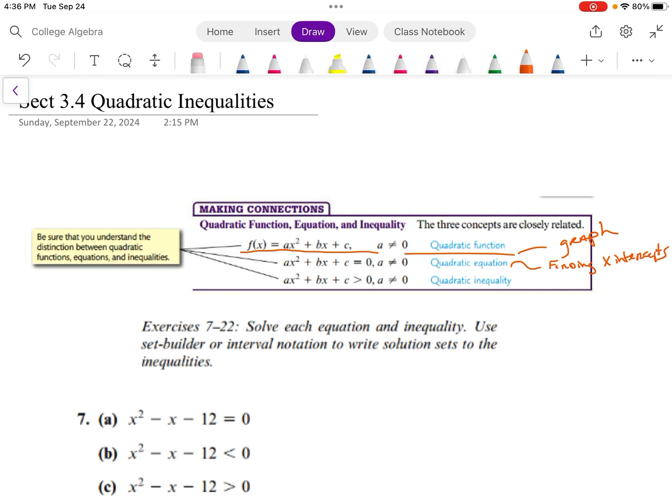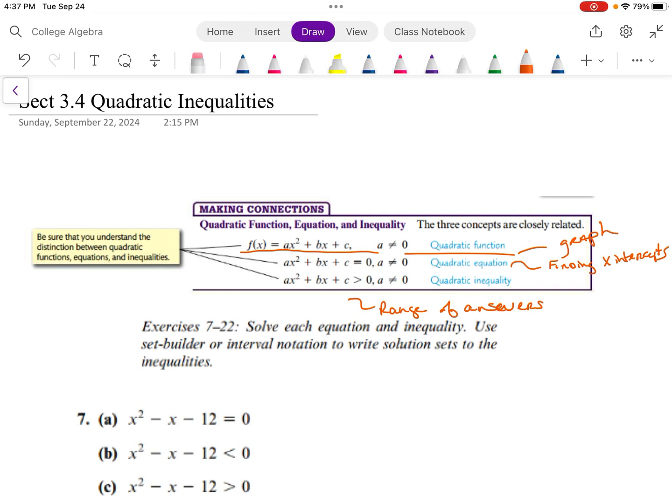The last one is a quadratic inequality. And with this one we're trying to find the range of answers that work for my problem. So these are a range of answers. And so we can actually use the x-intercepts to help us determine which range of answers in the domain of x will be solutions to our problem. That's what we're going to go through here, connecting them and what each one of them represents.